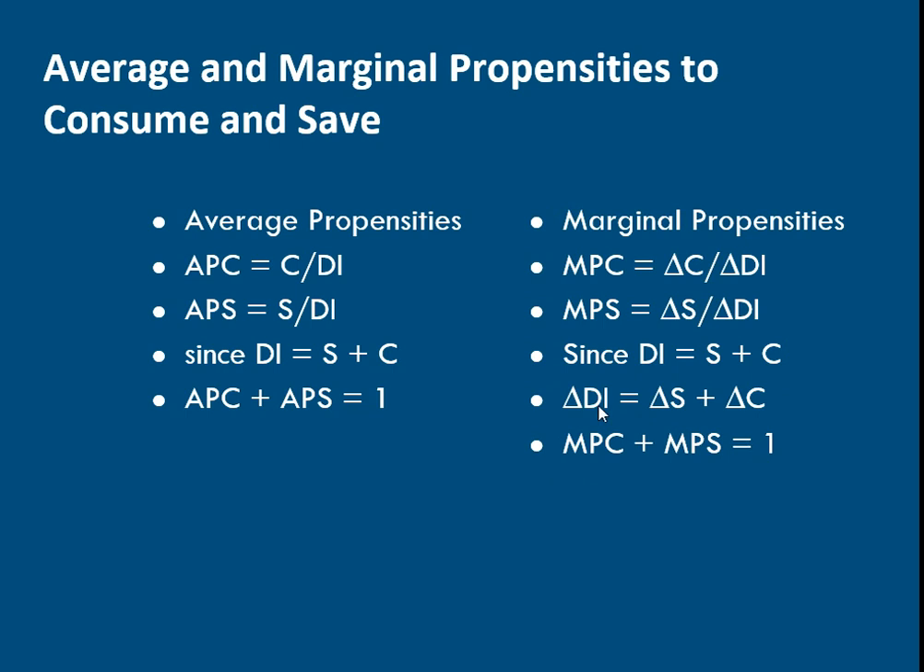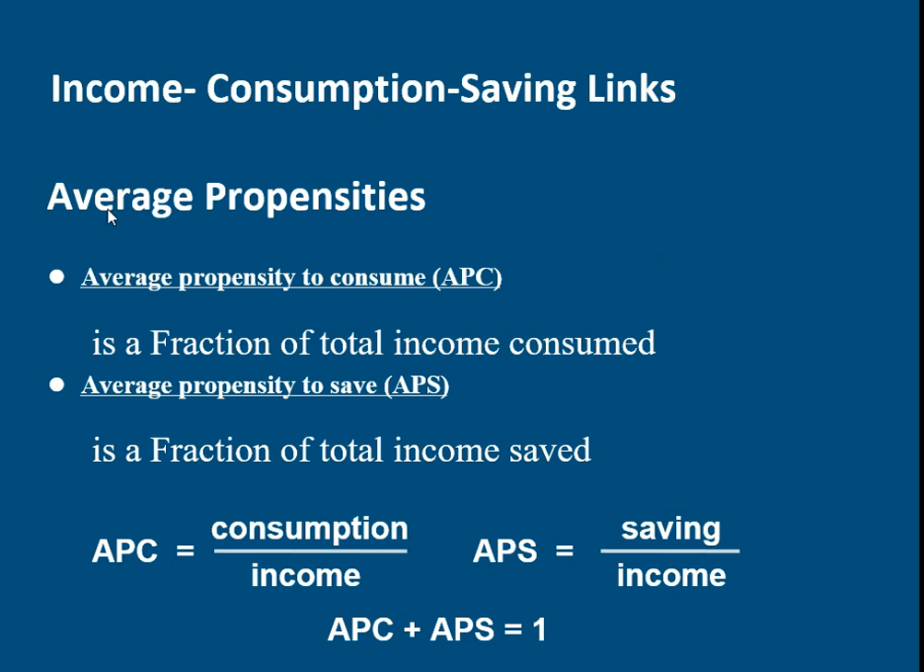So now let's discuss these formulas and definitions theoretically. Average propensity to consume is the fraction of total income consumed, the average consumption which we consume from our income. And average propensity to save is the fraction of total income saved. So APC is equal to consumption divided by income, and APS is equal to saving divided by income. So APC plus APS is equal to 1.